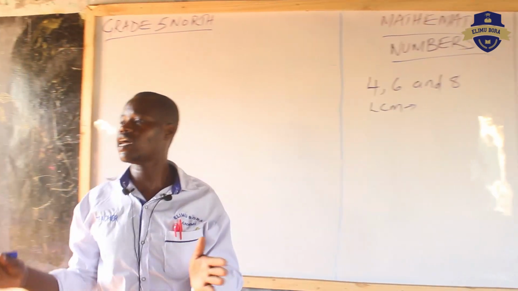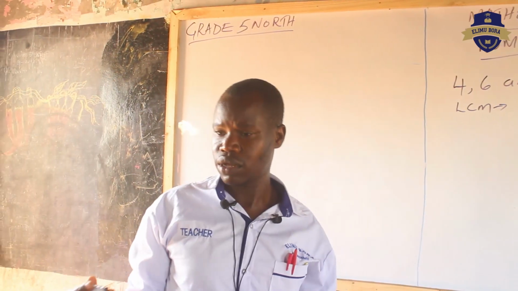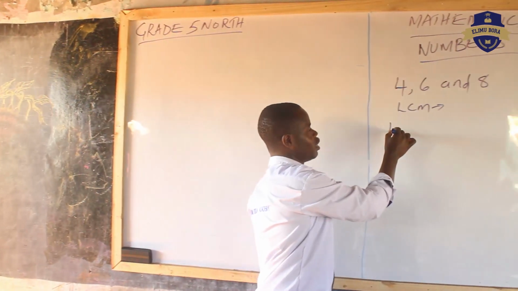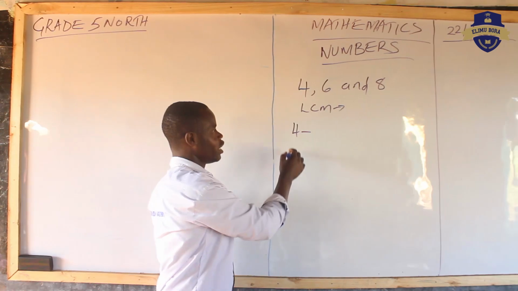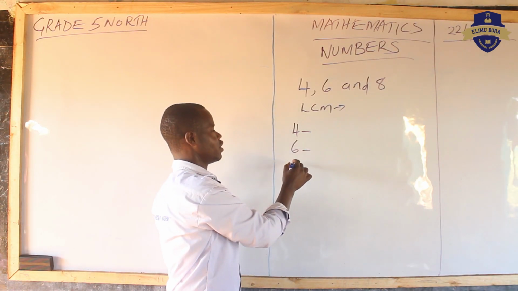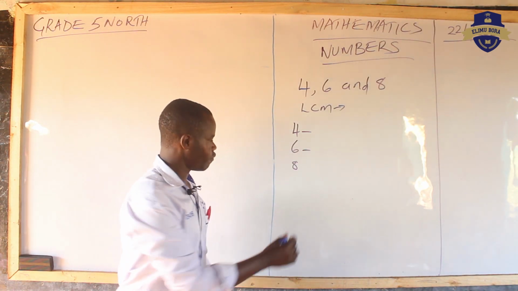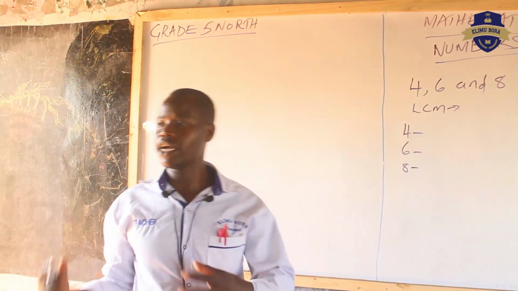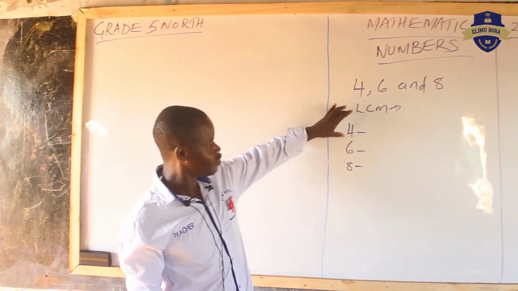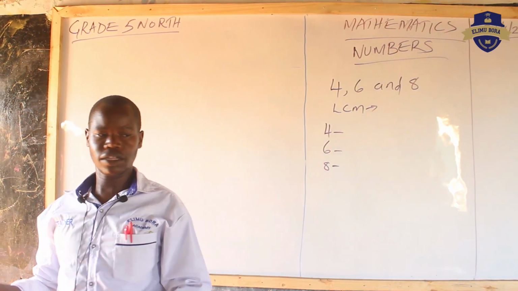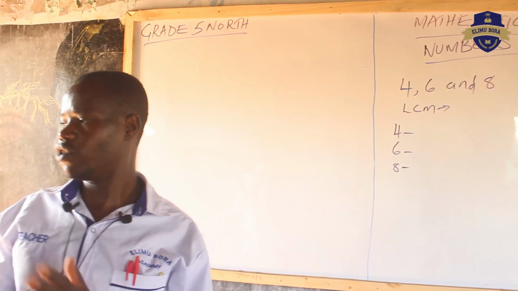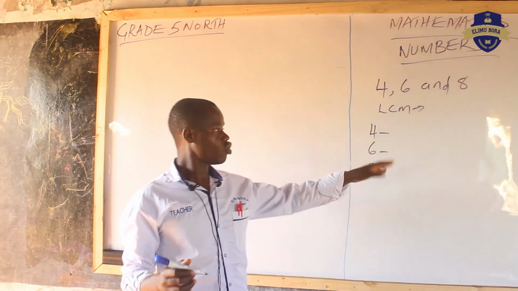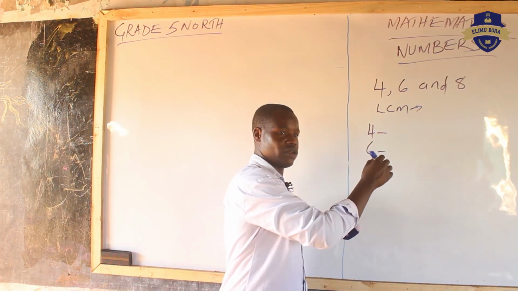We say first you start by listing down the multiples. List down the multiples of 4, then the multiples of 6, and then the multiples of 8, and then you look for the number which is common in 4, 6, and 8. So multiples of 4, you will have 4.